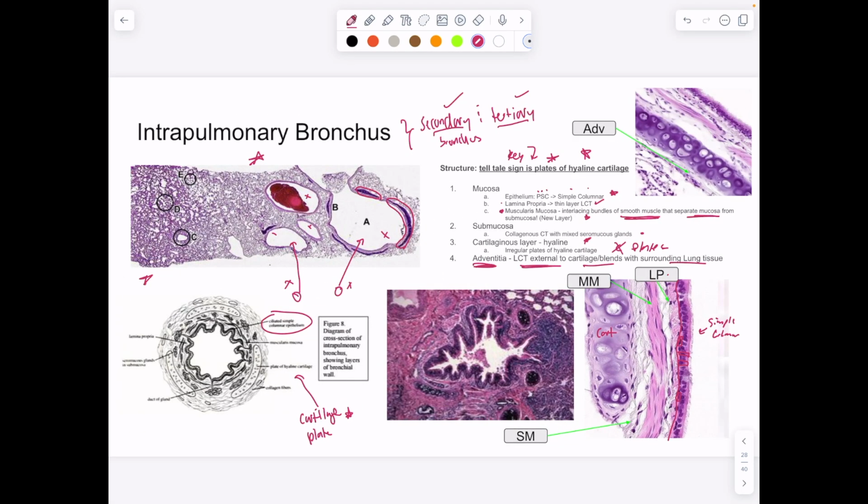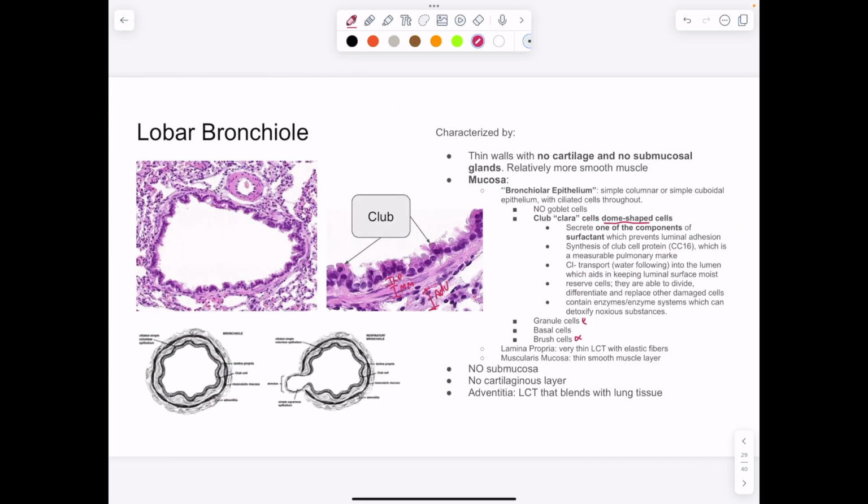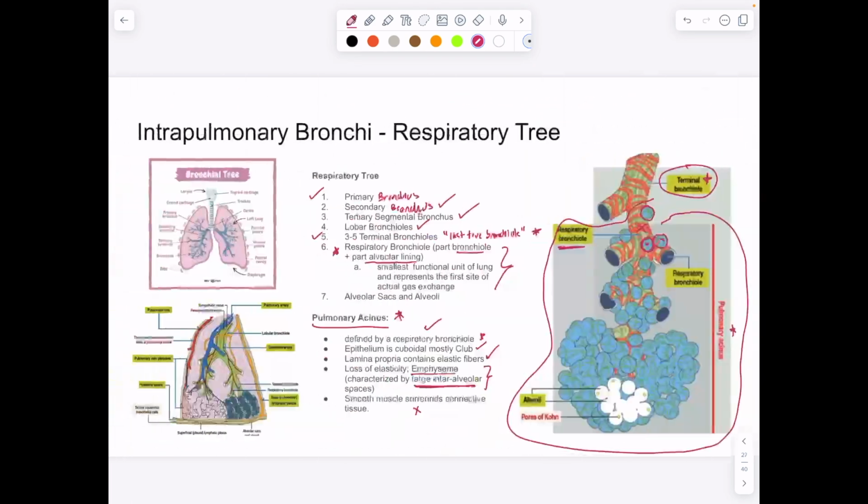Deep to that, we have our lamina propria in this region. Then you have the smooth muscle layer, which is new, the final part of our mucosa. Deep to that, you have the submucosa, which we always know is adjacent to our cartilage, so that's our big hint. It's loose connective tissue, and it has our seromucous glands in it. This image here, sorry, is not super useful, it's just too zoomed out. And then past this, we have our adventitia, and here's a good example of our adventitia, which is past our cartilaginous layer.